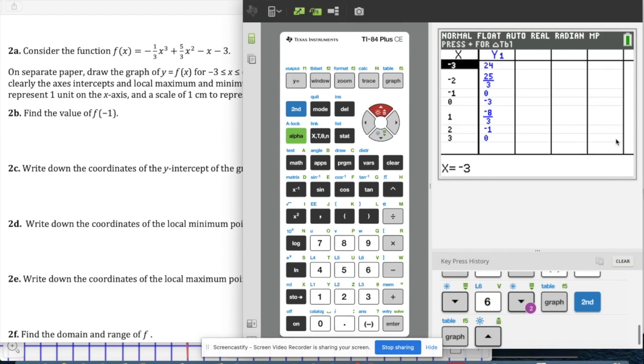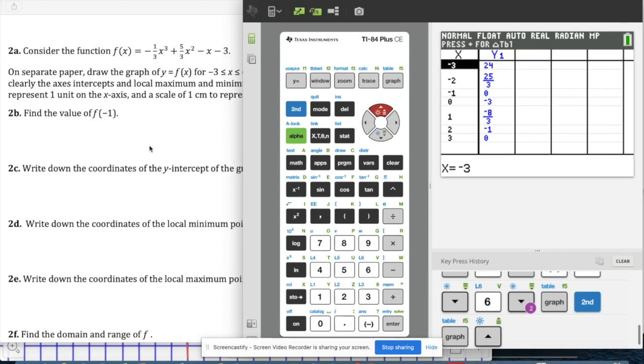So your graph, I'm only doing part of the graph. You're going to have a bigger graph than mine. Looks something like this. Plotting each point at one interval.